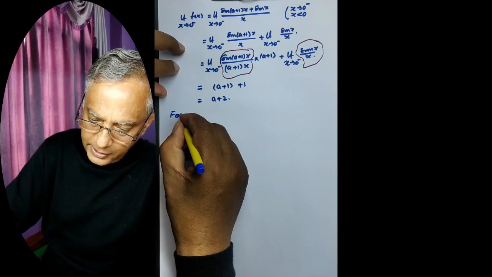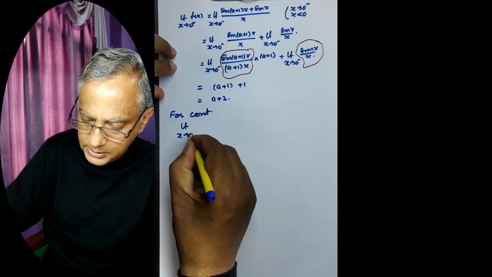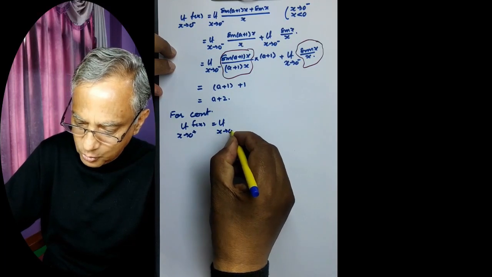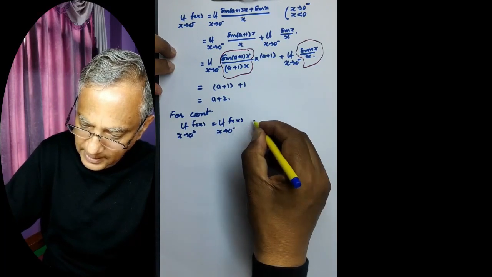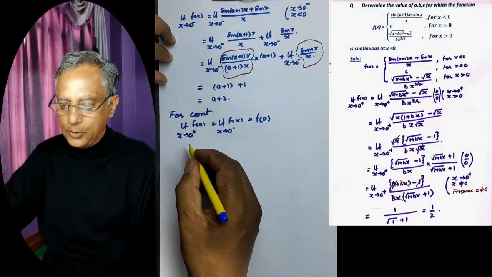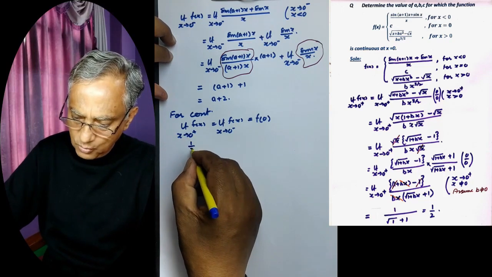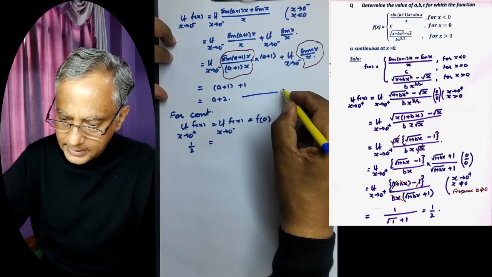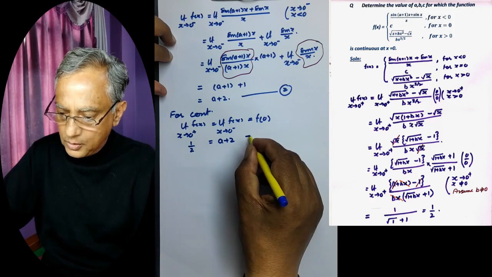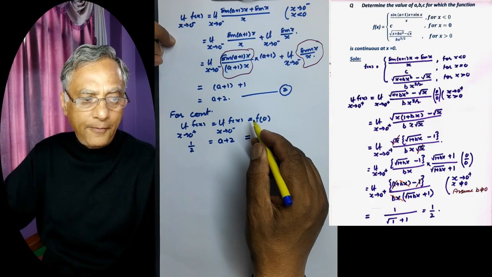And for continuity, limit x approaches 0 from the positive side, f(x) must be equal to limit x approaches 0 from the negative side, f(x), and this must be equal to the value of the function at the point 0. So right limit is 1 by 2, say this as 1, and from 2 left limit is a plus 2, and the value of the function at the point 0. See the definition of the function given in the question.